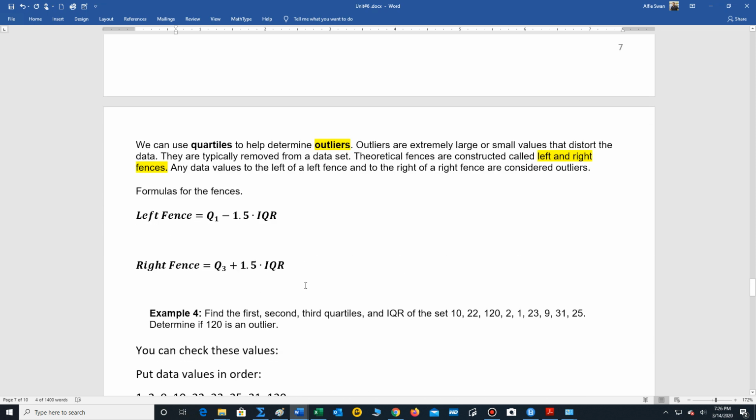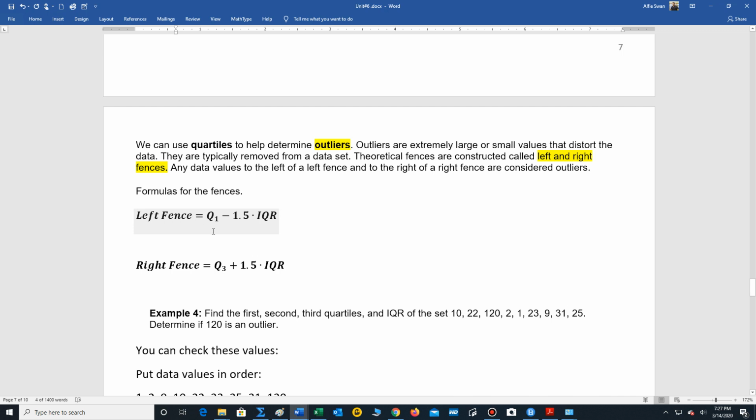The next part deals with what are called outliers. An outlier is an extremely large or extremely small value that will distort the data set. So we want to recognize these outliers and then typically eliminate them from the data set. To do this, we use what are called fences. They're theoretical constructs that are computed using the following formulas.